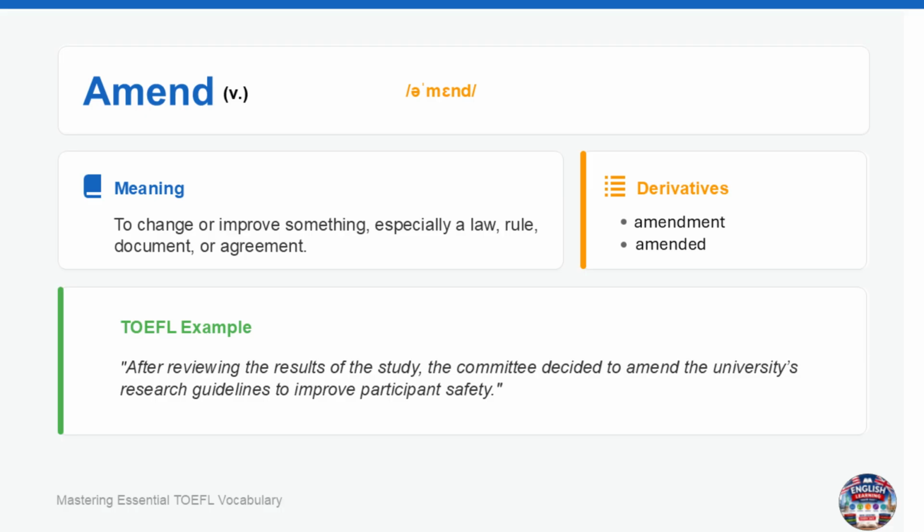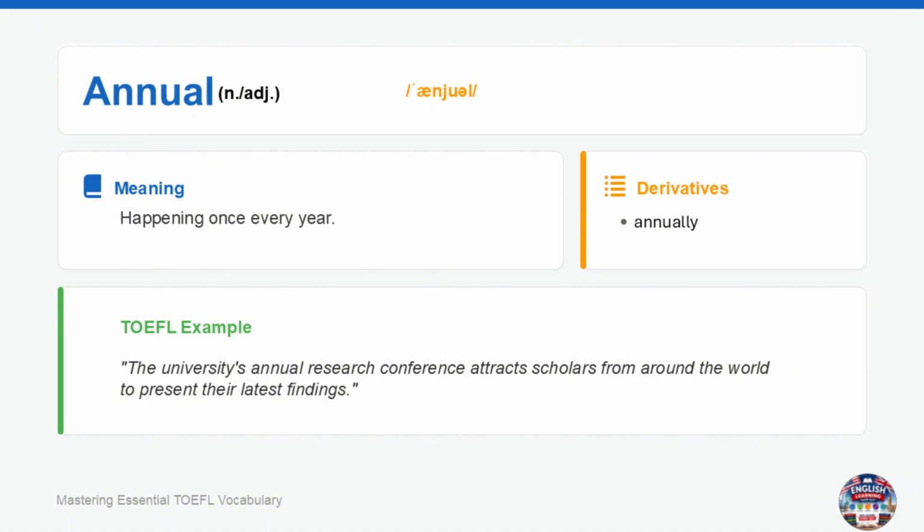Now the derivatives. Amendment, amended. So, an amendment is the actual change that has been made. Exactly. Our 8th word is annual. Listen carefully. Annual. Excellent. Annual means happening once every year. Like an annual conference or an annual report?